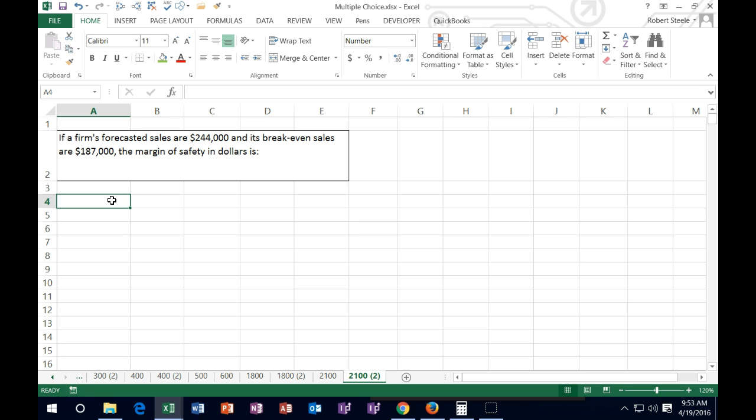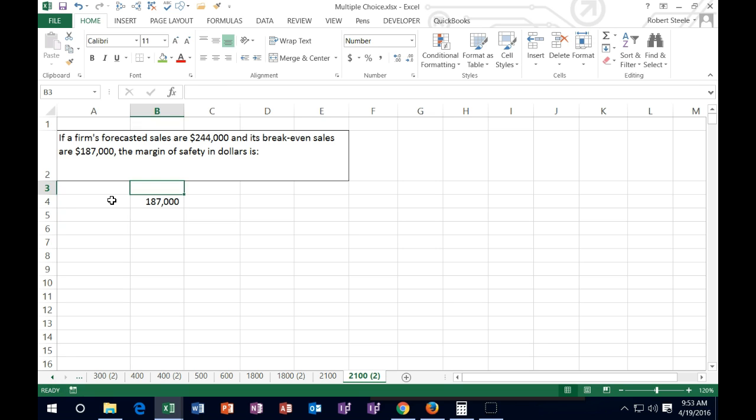First one says, if a firm forecasts sales of $244,000 and its break-even is $187,000, the margin of safety in dollars will be what? So if we're talking about the break-even, what we need to know here, of course, is what is the break-even point and what is the margin of safety. Break-even point in dollars means how many dollars of sales we need to have in order to not have income or loss, but to break even. I'm sorry, that point is going to be the 187,000. That's how much sales we need to have in order not to have income, not have a loss.